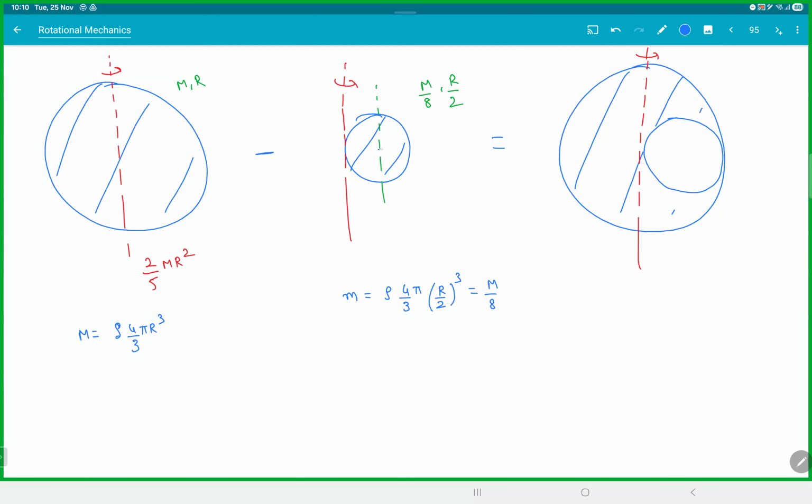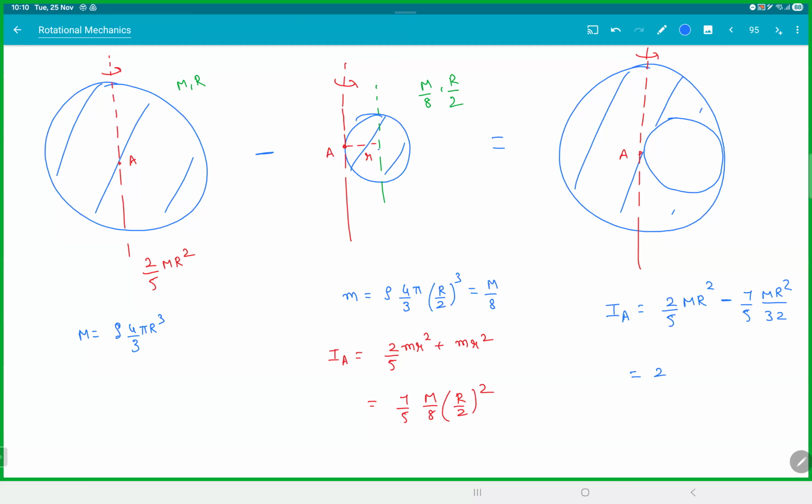But remember, I want about the red line. So for the moment of inertia about this line, I have to use the parallel axes theorem: 2 by 5 small m r square plus small m into small r square, that's your parallel axes theorem. This will be 7 by 5 small m r square, but what is small m? M by 8, and small r is R by 2 whole square. Clear with this? So what's your final answer? I about A will be 2 by 5 MR square minus 7 by 5 MR square by that is 32.